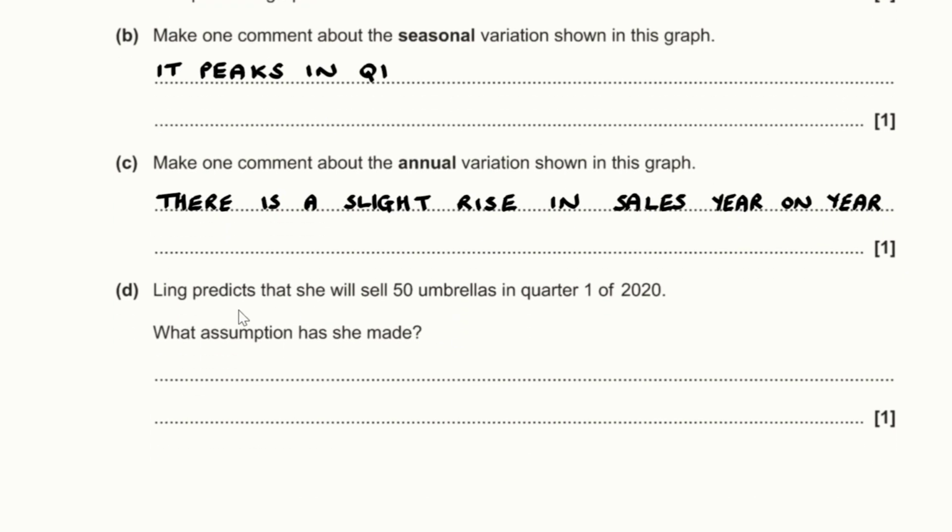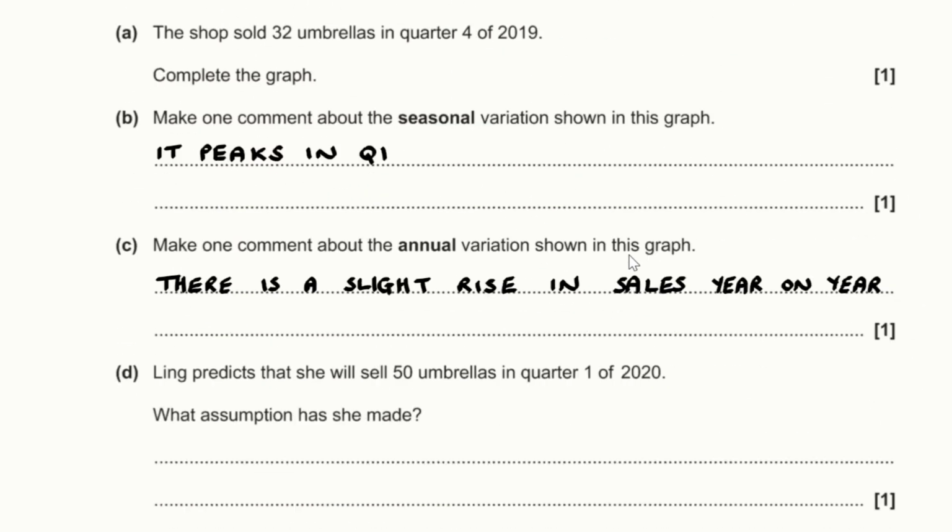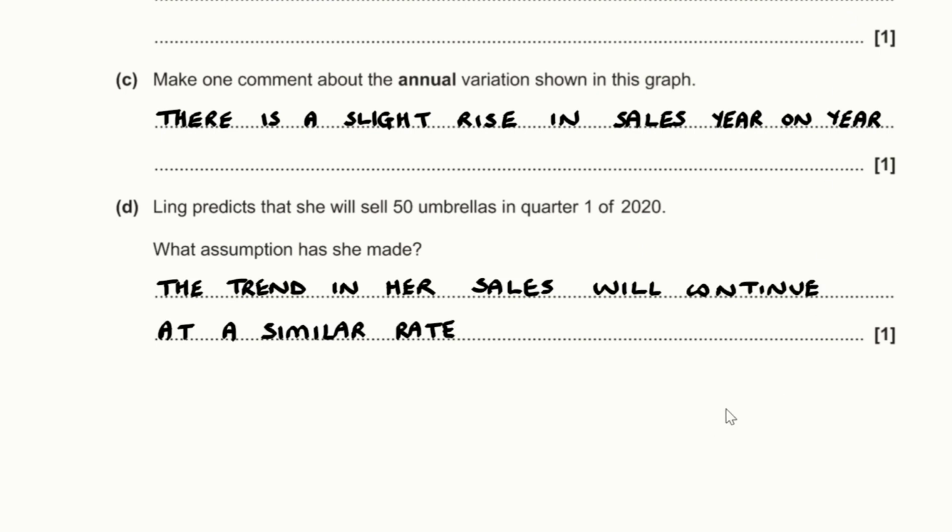And now for part D, Ling predicts that she will sell 50 umbrellas in quarter 1 of 2020. What assumption has she made? Well, if that's the case, she's assuming the trend in her sales will continue at a similar rate.